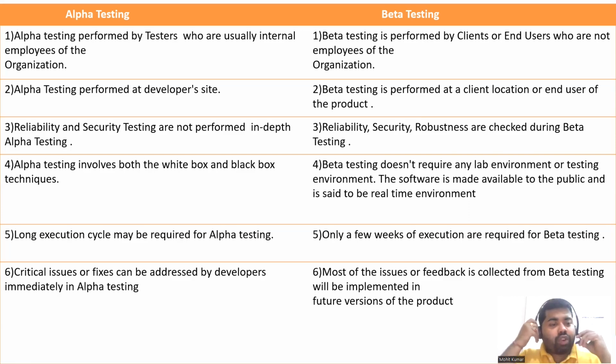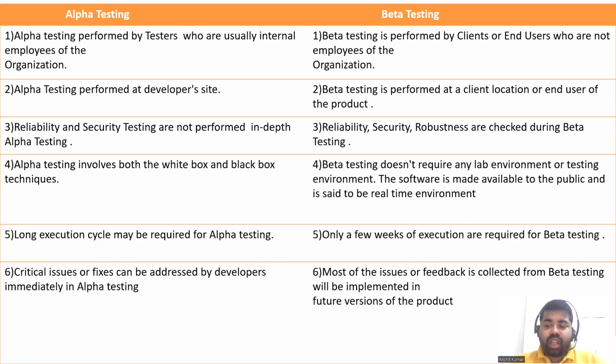Okay, so alpha testing involves both white box and black box techniques. So what is black box and white box? Okay, I have already discussed, you can watch my previous video, you will get more clarity. And beta testing does not require any lab environment or testing environment. So here the software is made available to the public and is said to be a real time environment.